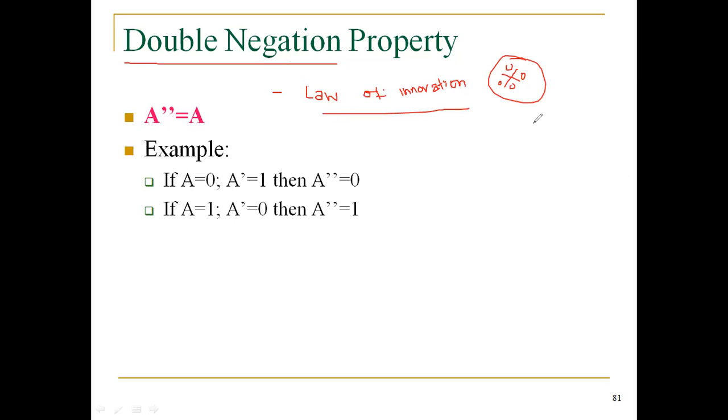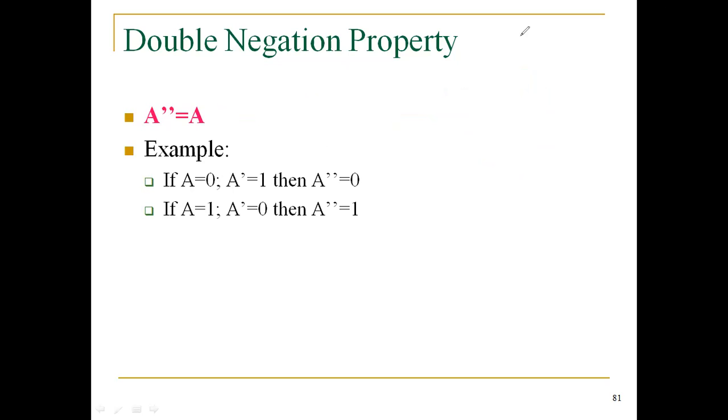Double negation means that A bar bar equals A. The same thing is mentioned here: X bar bar equals X. The variable may be anything. This is called double negation or the law of involution.